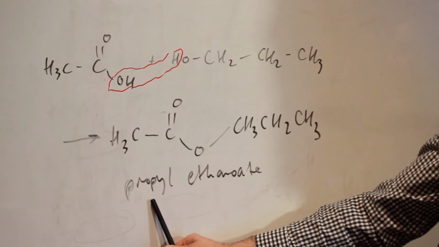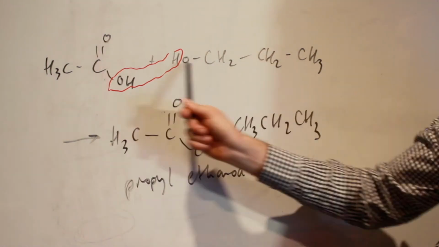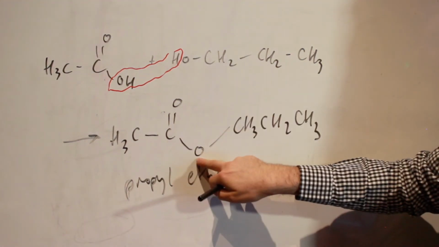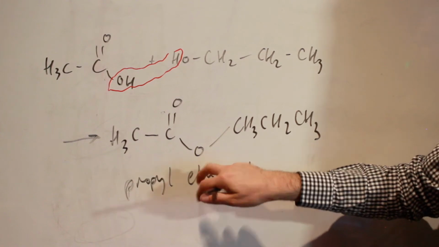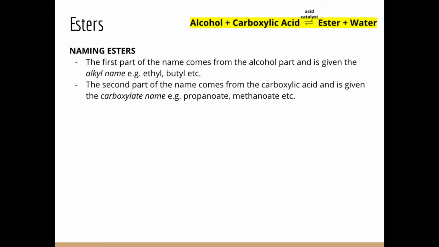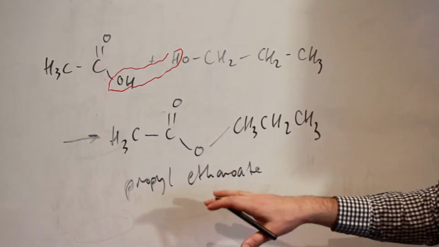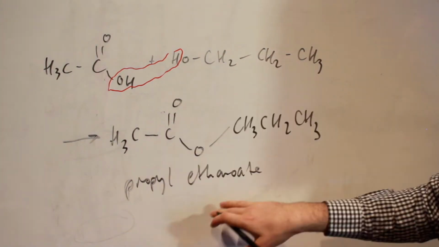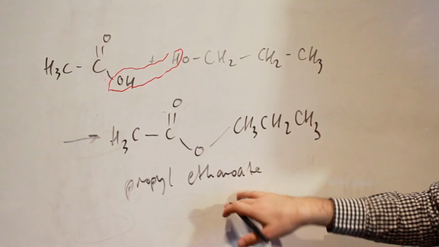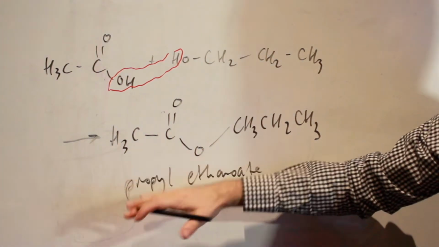And then the second part of the name comes from the carboxylic acid. So the first part of the name comes from the alcohol, which is the part that is attached to the oxygen by the single bond. The second part of the name comes from the carboxylic acid, which has the carbonyl on it. The carboxylic acid is given the carboxylate name. So propanoic acid becomes propanoate, methanoic acid becomes methanoate. That is why this becomes propyl from the propanol, ethanoate from the ethanoic acid. Put them together, and that signifies this ester.